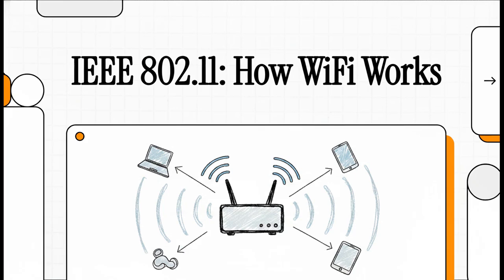All right, let's talk about a piece of technology that is literally all around us but completely invisible: Wi-Fi. Every single time you stream a movie, hop on a video call, or just scroll through your phone, you are using this incredibly powerful and complex standard called IEEE 802.11. So let's break down how it all really works.